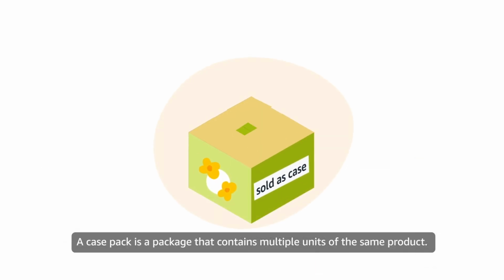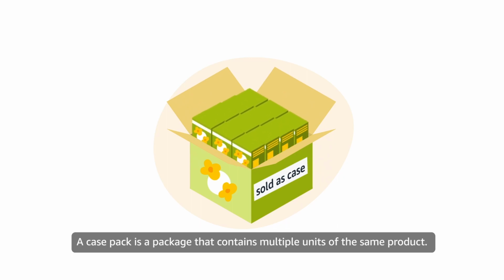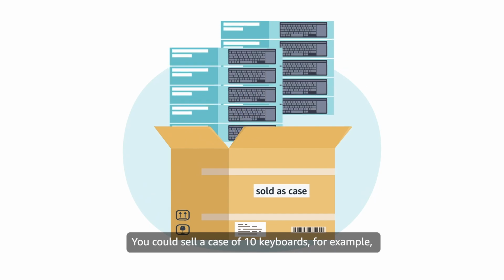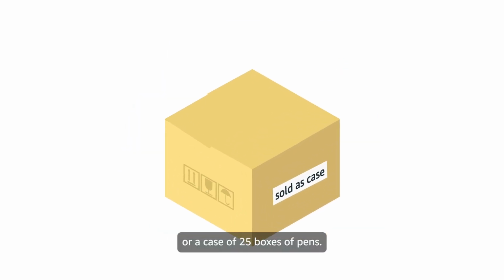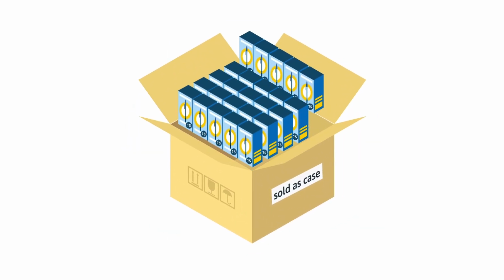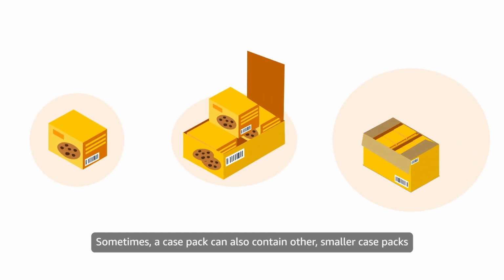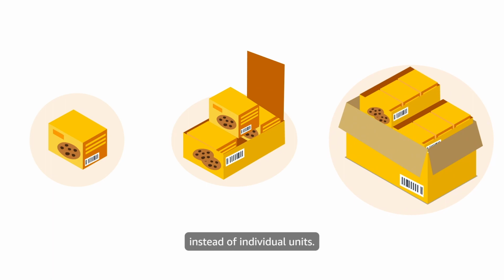A case pack is a package that contains multiple units of the same product. You could sell a case of 10 keyboards, for example, or a case of 25 boxes of pens. Sometimes a case pack can also contain other, smaller case packs instead of individual units.